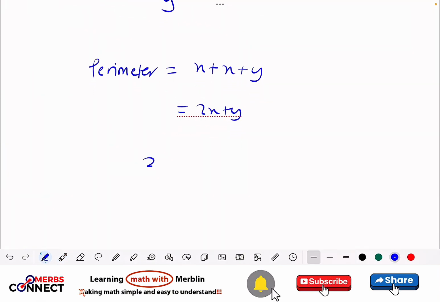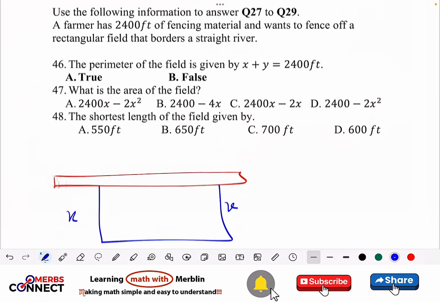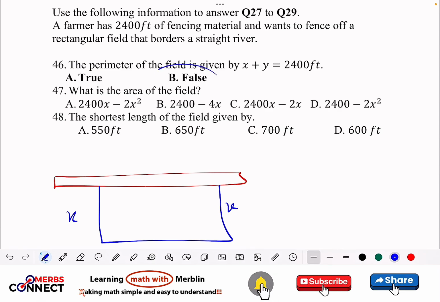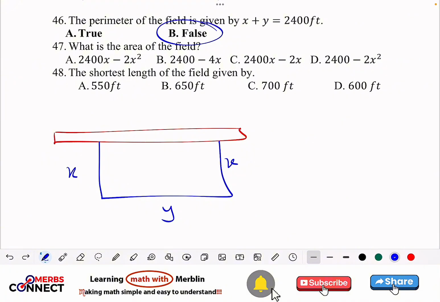So this is going to be 2x plus y, which is equal to 2400. So this is going to be false because we're supposed to have 2x there. What is the area of the field?